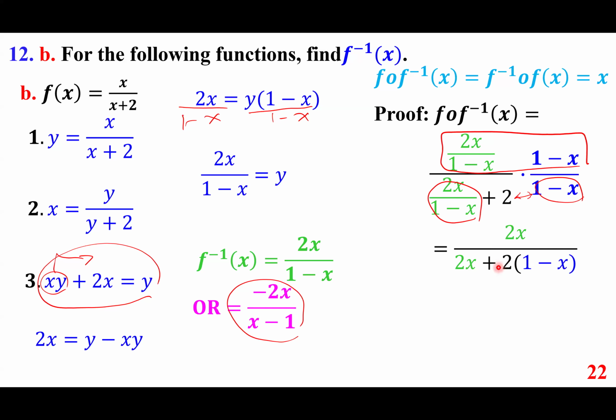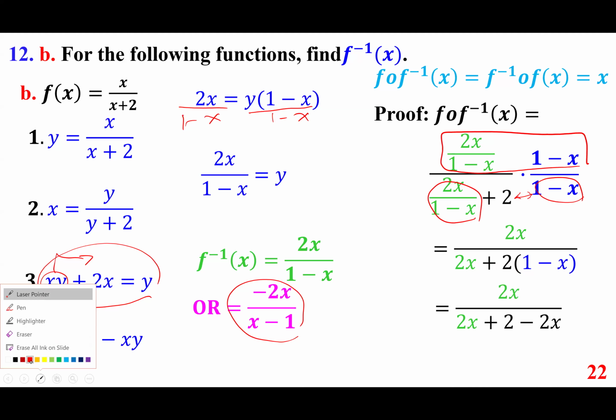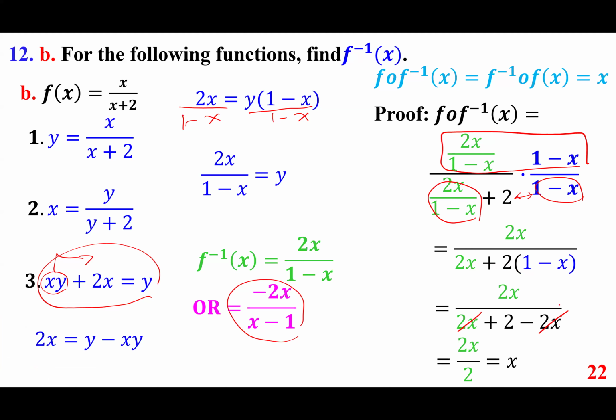Everything remains the same. This one we distribute, we get 2 minus 2x. These two cancel each other. We get 2x over 2, which is equal to x. And that's the final answer, everybody.